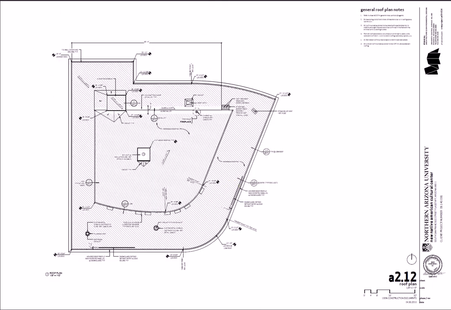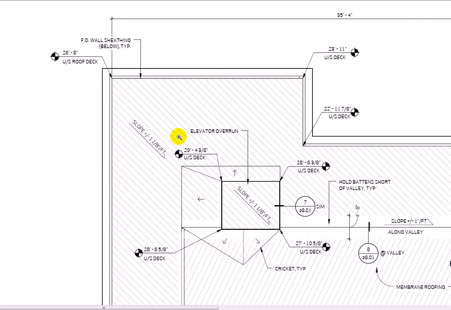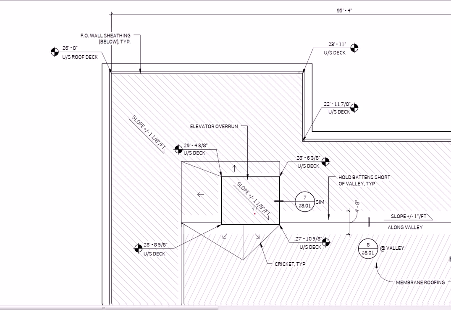I'm going to page to the next page here. This is where I see a roof plan, and what I'm seeing, if I zoom in here, are all these different slopes. So we can see that we have the roof sloping from an elevation of 26 to 23 to 22, and then this pops up. There's an elevator overrun here, so it pops up a little bit.